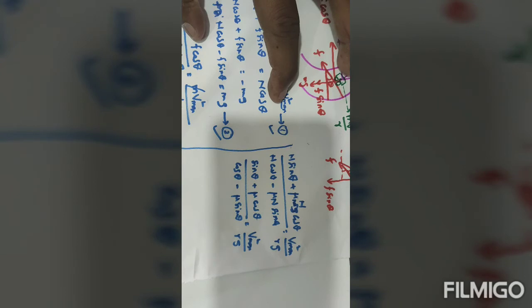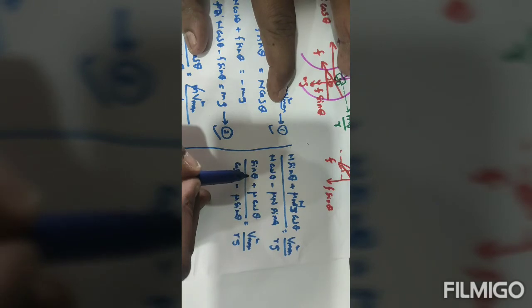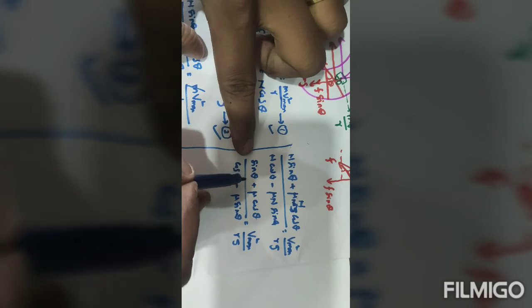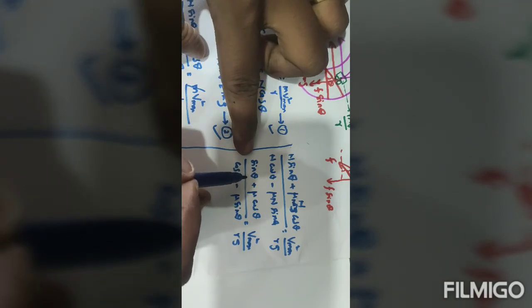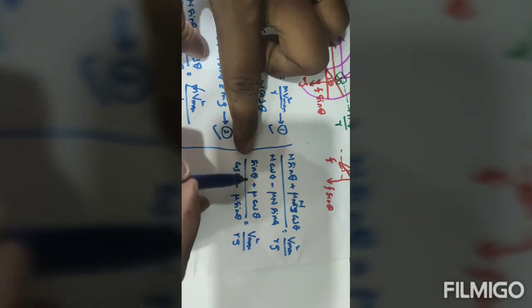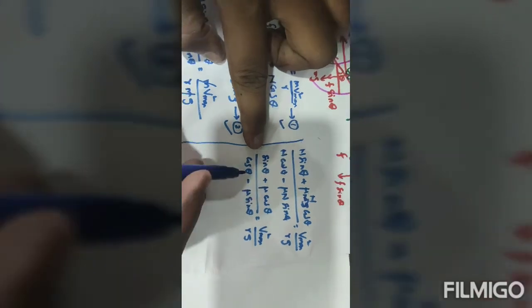And then the next one: we can divide the numerator and the denominator by cos theta.